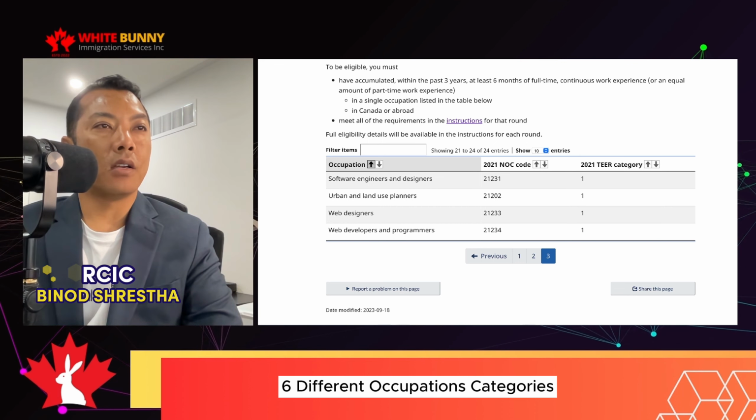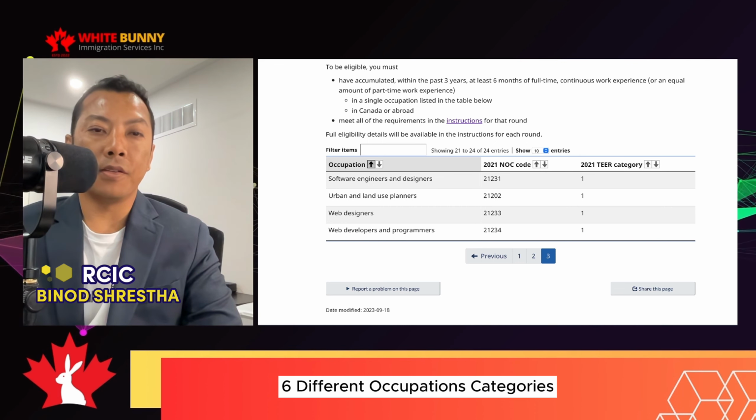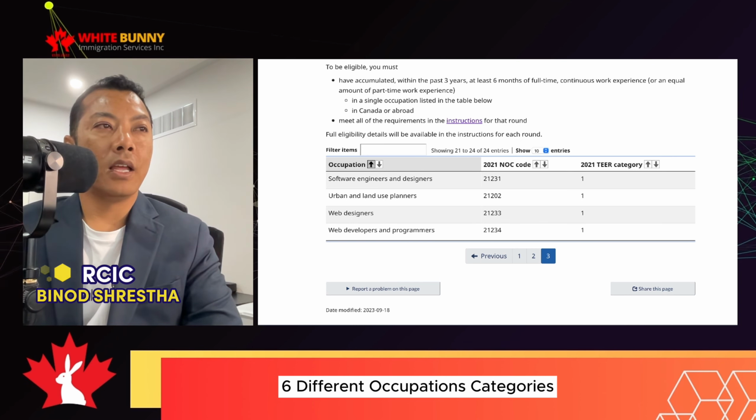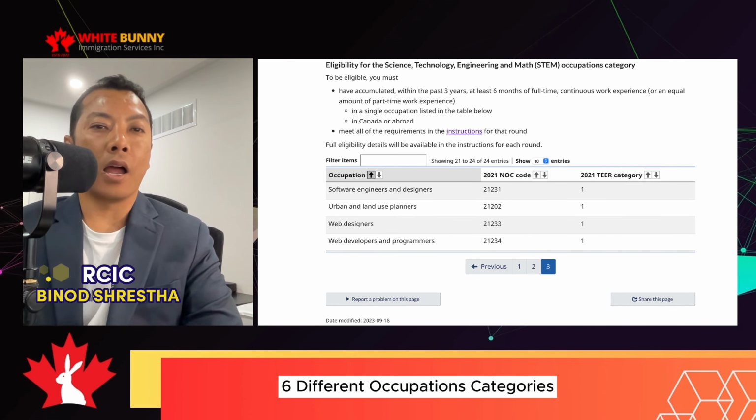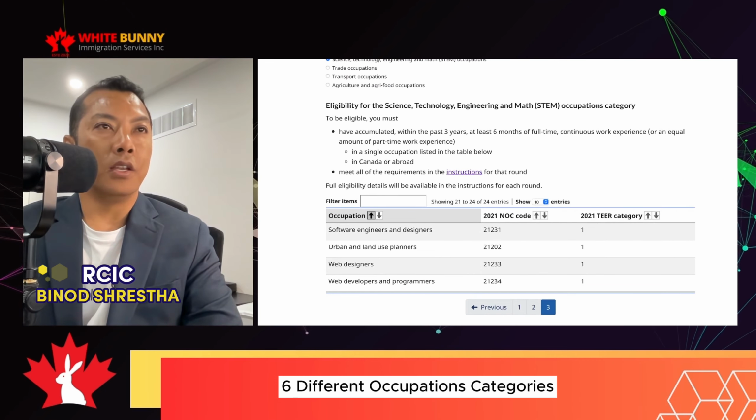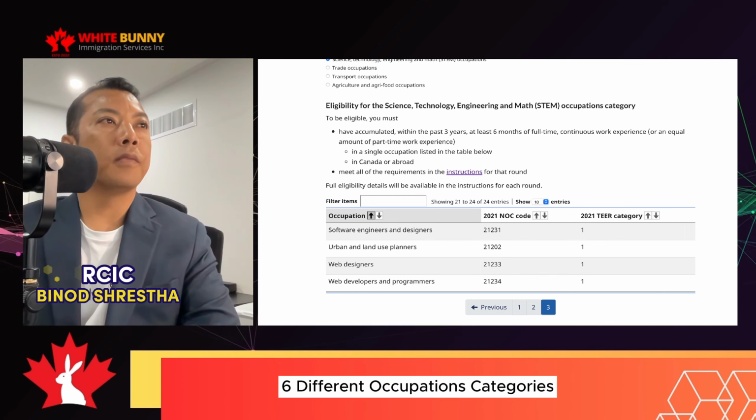So these are the 24 different occupations which are listed as occupations in high demand in Canada, and you will be put into this particular job category or occupation.